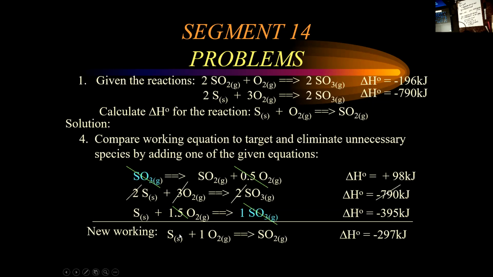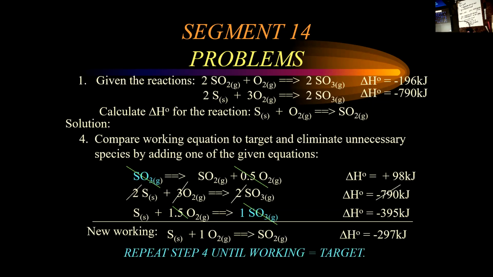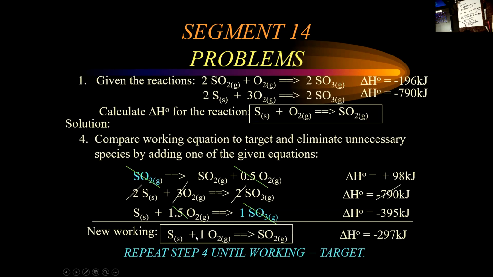What I do now is compare the working equation with the target, and I want to eliminate anything that's still in my working equation that's not in the target. Well, here they're the same. So you keep doing that until the working equation you have equals the target equation you want. And then you're done. Okay, so that is a Hess's law problem given these two reactants.